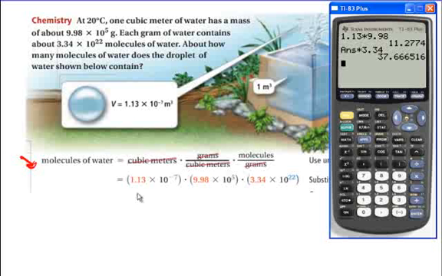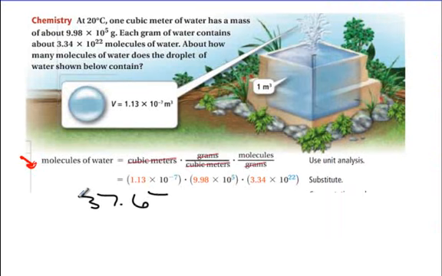Alright, and we see here that if we multiply all of our A values, we're getting 37.6666516. So I'm going to round that off. I'm going to call it 37.67. Now you notice I didn't have to do anything with these because they all have the same base.